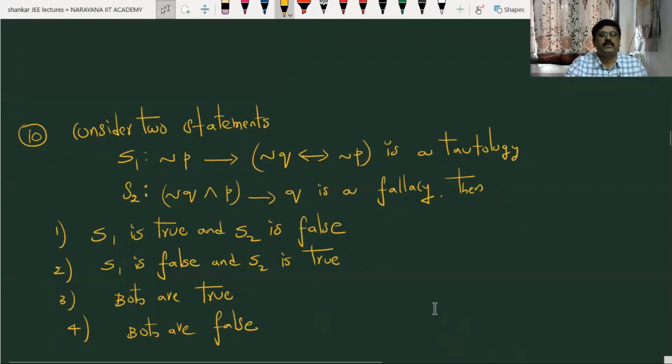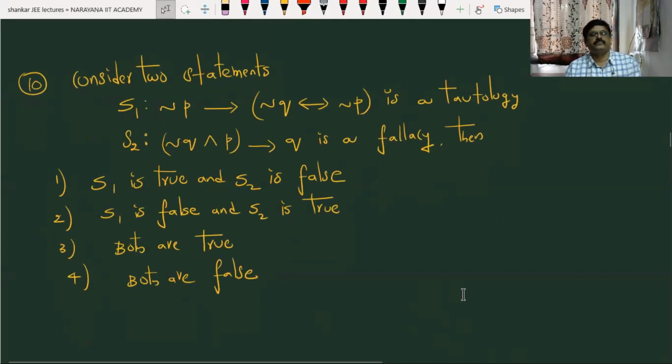Students, next problem. This is a mathematical reasoning problem. Logic. Consider two statements. Statement 1: Negation of P implies negation of Q, implies and is implied by negation of P, is a tautology. Statement 2: Negation of Q and P implies Q is a fallacy. Fallacy means a contradiction. Okay.